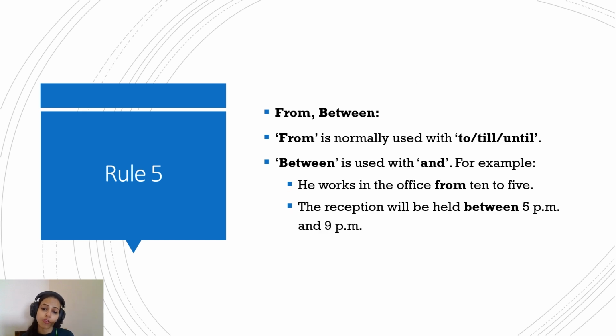Now, the difference between from and between. So, from is normally used with to, till, or until, and between is used with and. So, he works in the office from 10 to 5. So, we see that from is used with to give a range, from what time till what time that person is working in the office. So again, from is giving you a range, and hence the words to, till, or until follow from.